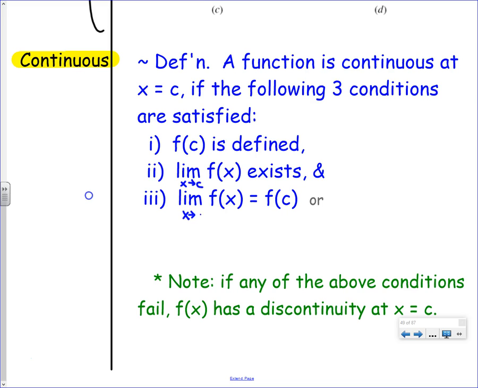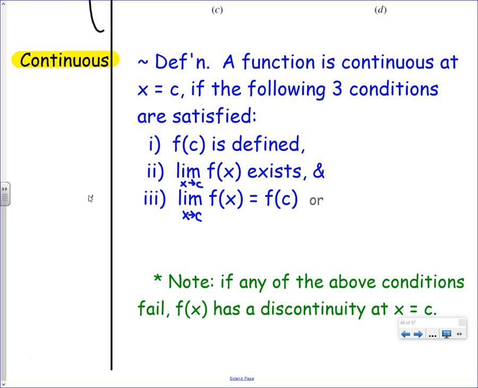Make sure you get the limit as x approaches c, okay? f of c exists, the limit as x approaches c of f of x exists, and the limit as x approaches c of f of x is the same thing as f of c. The function has a point, the limit exists, and the function's point is the same place the limit says it's approaching as x approaches c.